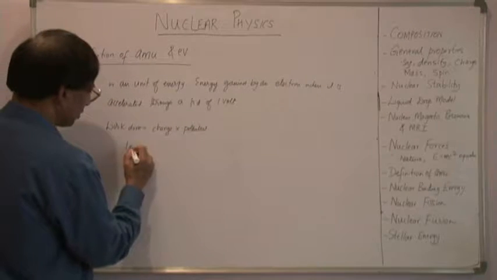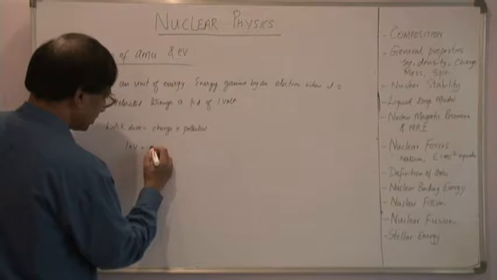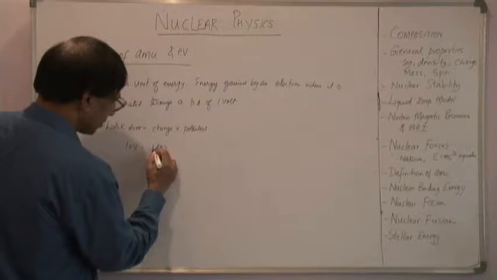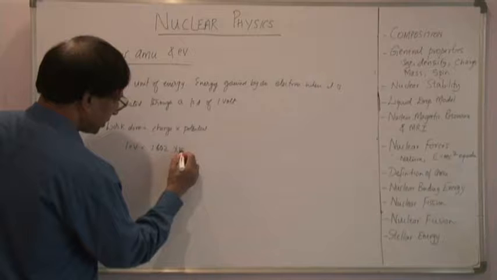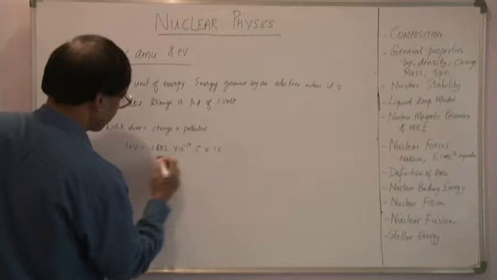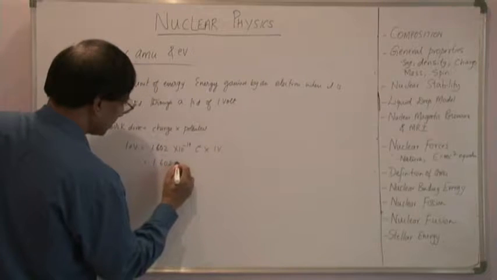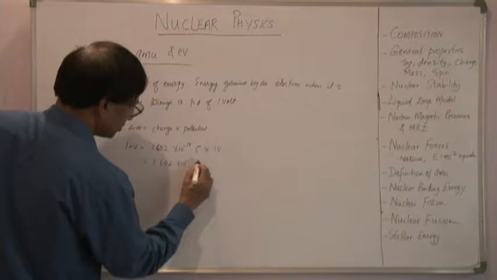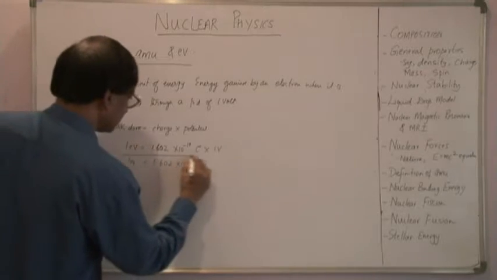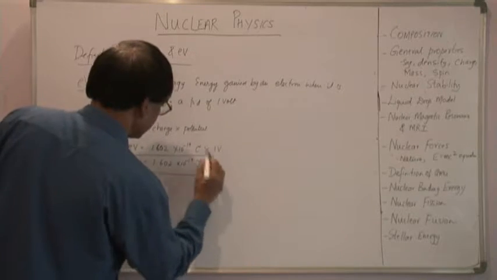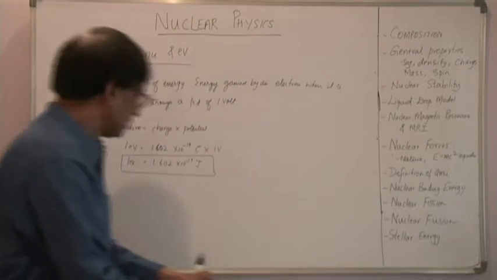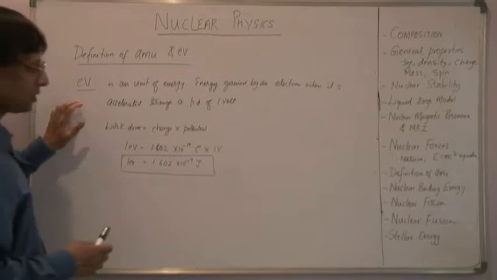Therefore, I have 1 electron volt is given by charge on the electron, 1.602 multiplied by 10 to the power of minus 19 coulombs multiplied by 1 volt, which is the same as 1.602 into 10 to the power of minus 19 joule. So 1 electron volt is equivalent to 1.602 into 10 to the power of minus 19 joule. So I hope this concept is clear now.